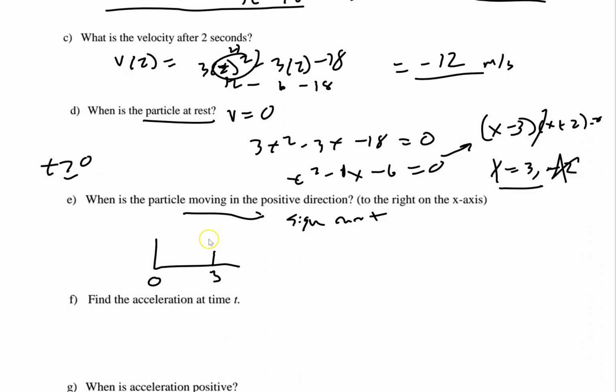That's all. So what we do next is pick test points, like let's say 1, and plug it into the derivative right here. I'm going to get 1 squared minus 1 minus 6. That's going to be a negative. Plug in 4, I get 16 minus 4 minus 6. Close with no cigar, that's a positive. So we're moving in the positive direction from 3 to infinity.